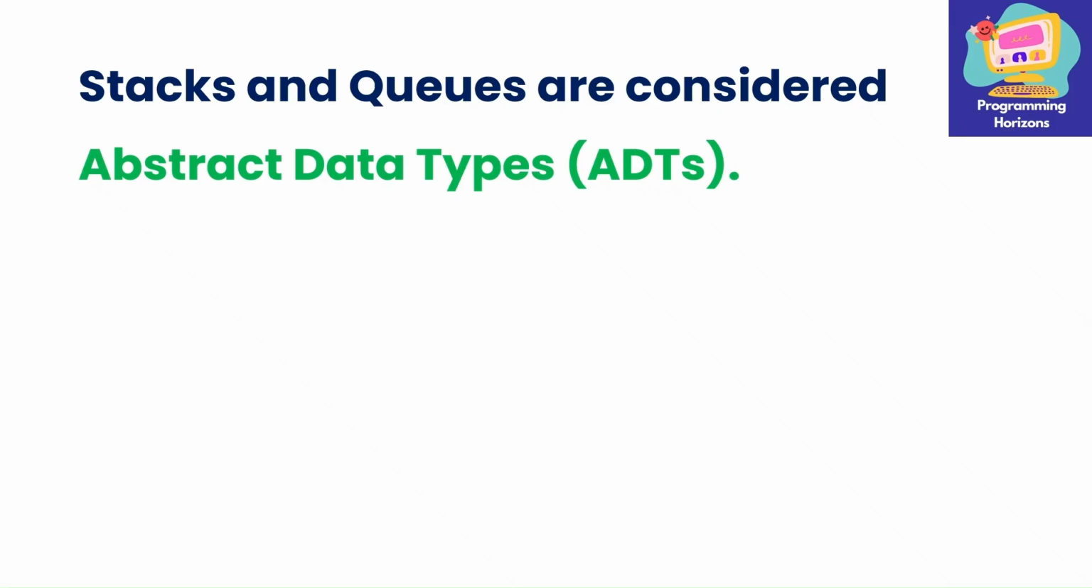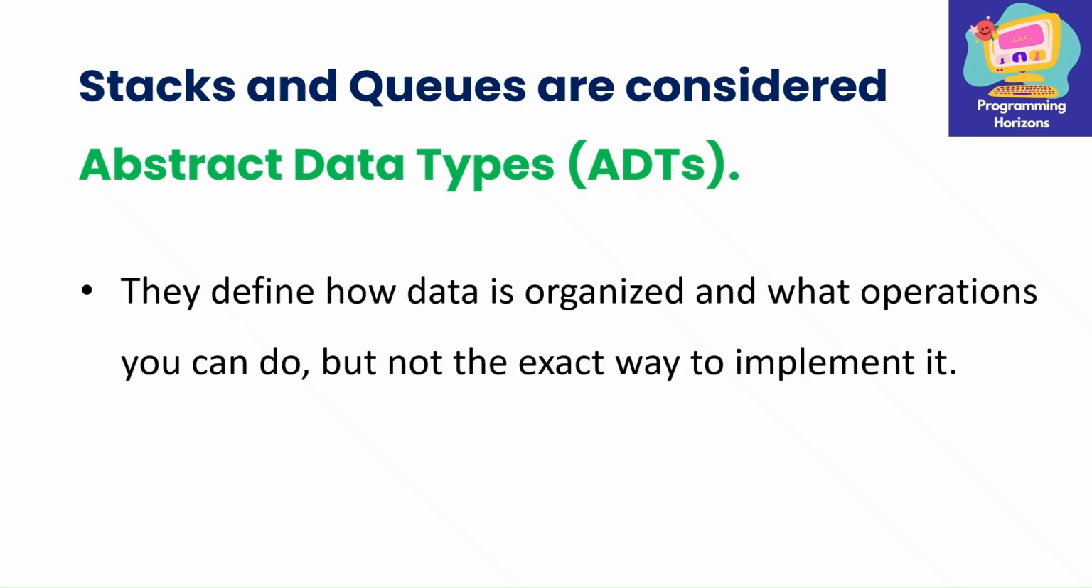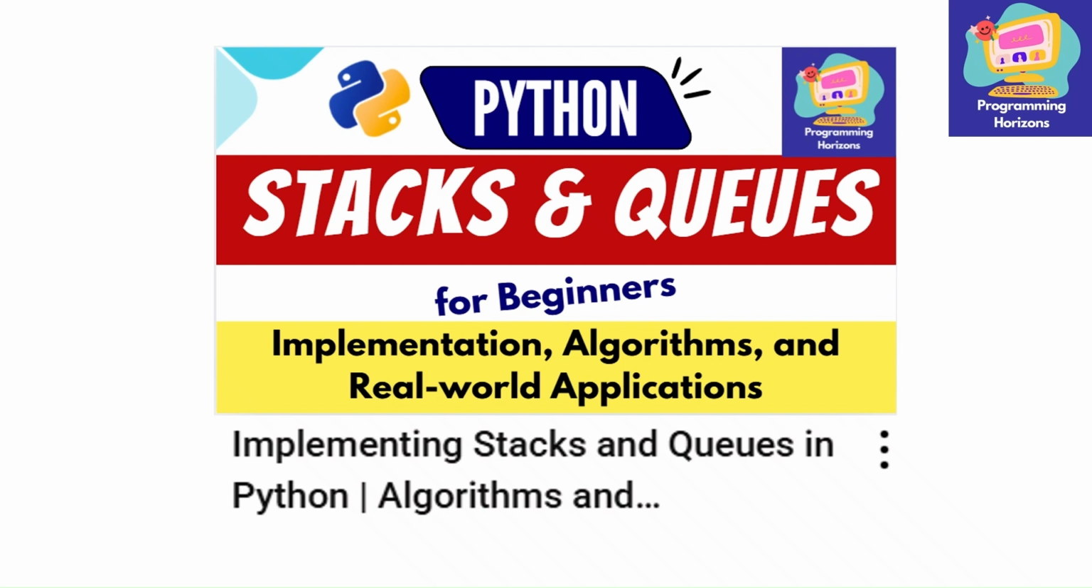Note that stacks and queues are considered as abstract data types or ADTs. That's because they define how data is organized and what operations we can perform on them. For example, push and pop operations on a stack and enqueue and dequeue operations on a queue. But they do not define how to implement these operations. Usually, we use arrays or linked lists to implement them. If you want to learn how to implement stacks and queues in Python, then don't forget to check out my video on this channel.